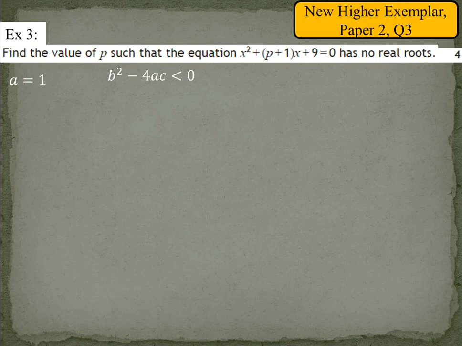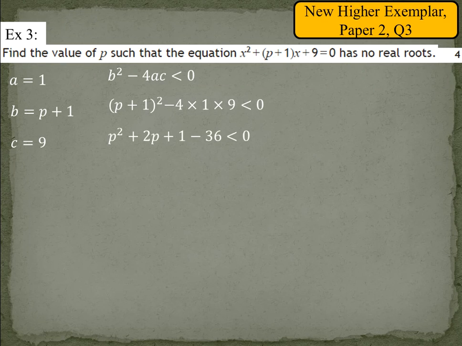So values of a, b and c: make sure anytime it's in standard form, which it is in this example. So a is 1, b is p plus 1, and c is 9. Sub those values in, rearrange, gather any like terms together, and you end up with p squared plus 2p minus 35 is less than 0. So we need to find when p squared plus 2p minus 35 is less than 0 for the discriminant, therefore, to be less than 0. For this to be the case, we need to go through the same steps as before.